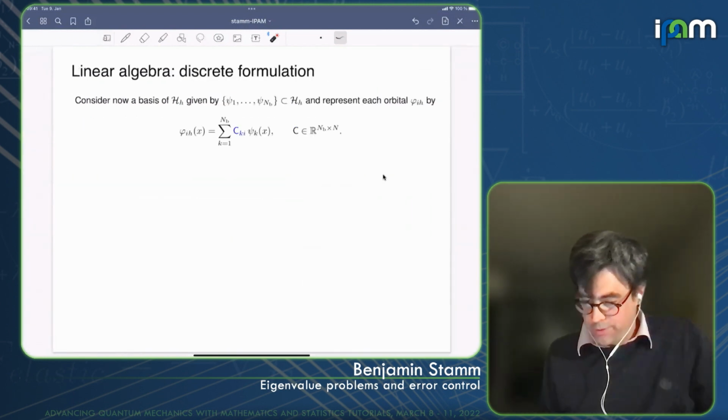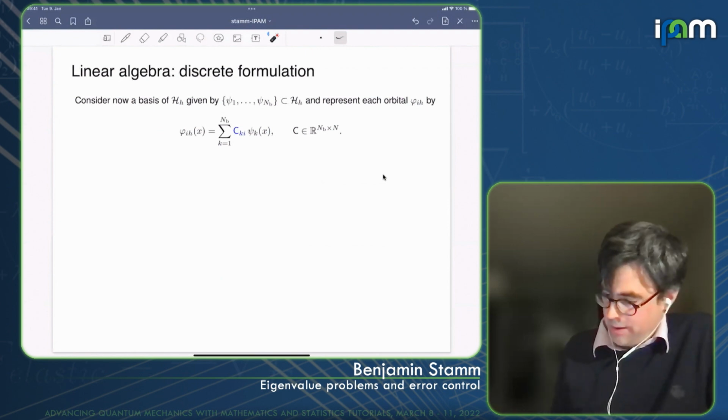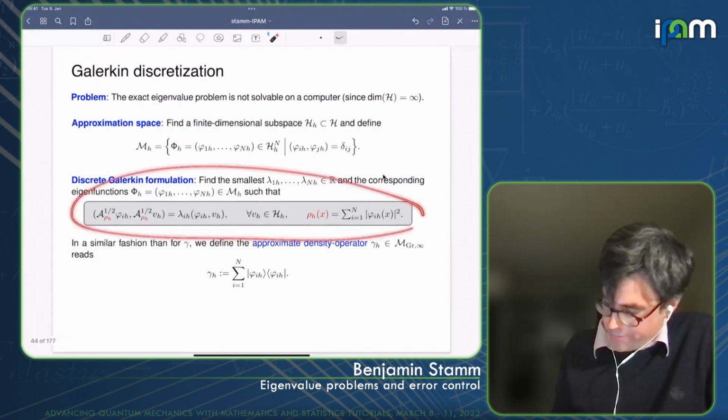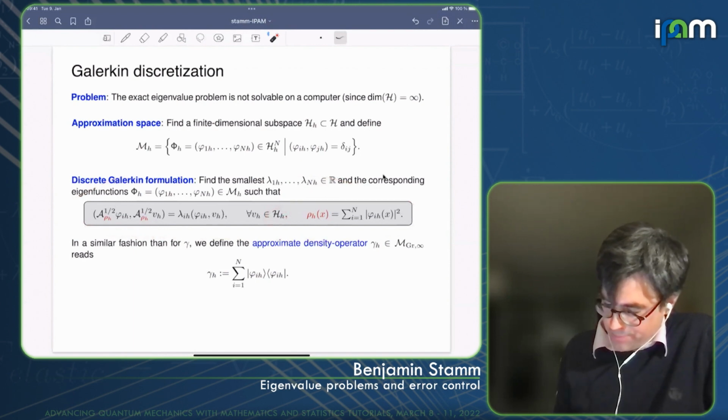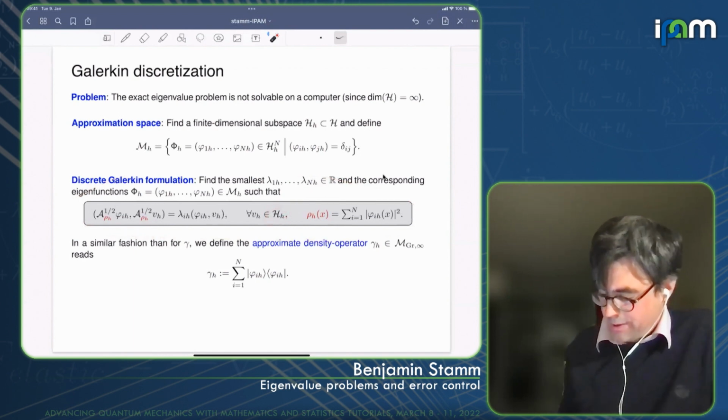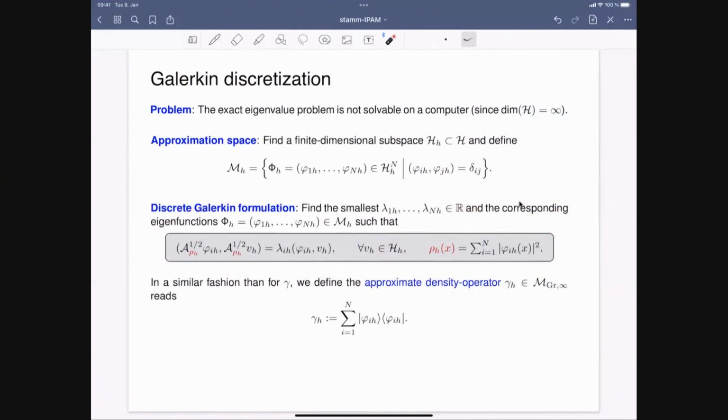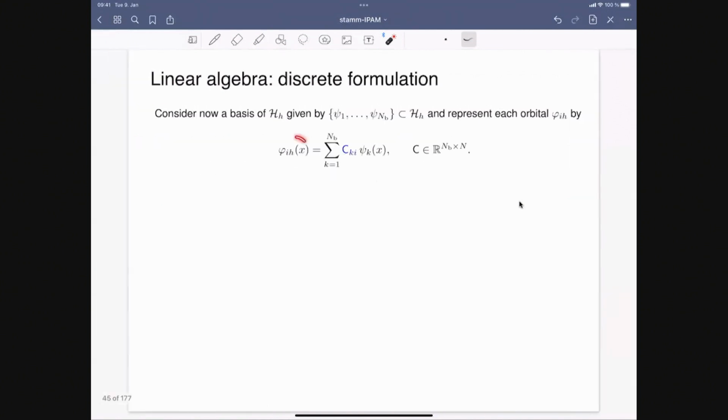Well, then going towards the implementation of this, it is now finite dimensional. This is a finite dimensional space, so you might want to implement it. You represent the orbitals by a basis. So at this point, we need to introduce a basis, of size NB basis functions, and you represent each of the discrete orbitals as linear combinations, with coefficients times the basis functions, and this ultimately defines the C matrix.